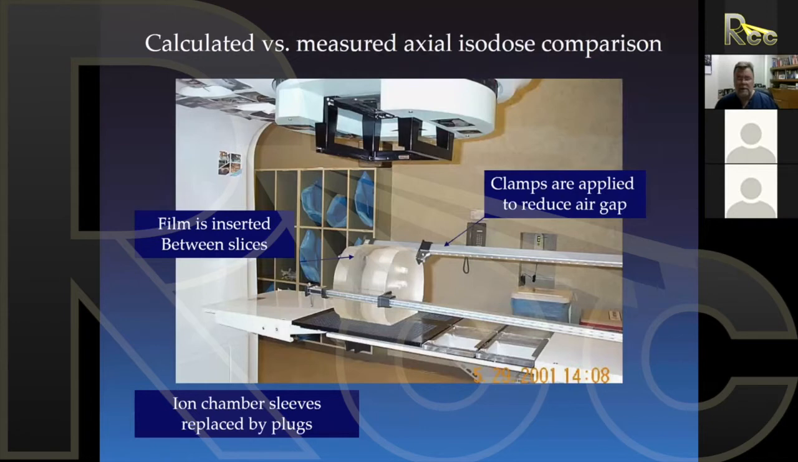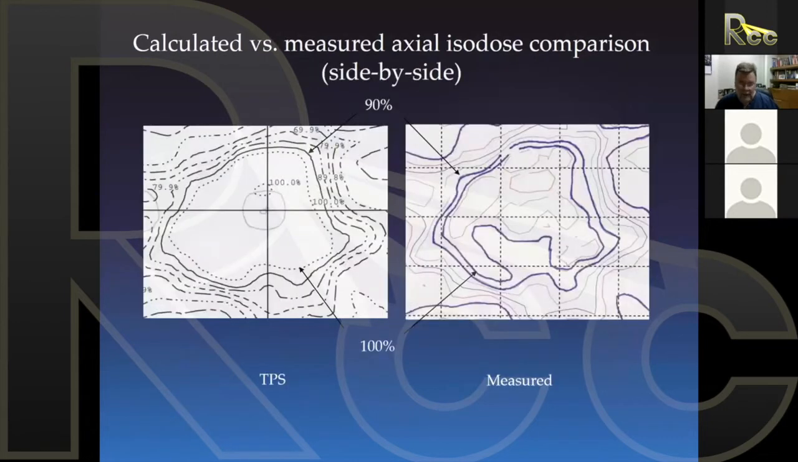Resulting here is the treatment planning system distribution and the measured distribution. And these are relative values. So you could lay them side by side. Once again, this was before we had software to do this for us. Does the one on the left look like the one on the right to within a reasonable degree? Now, I'd like to say right here that it is recommended that we do everything in absolute dose mode now.